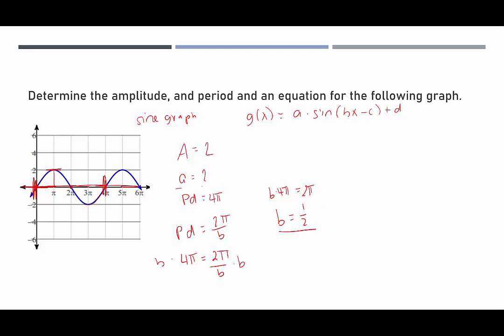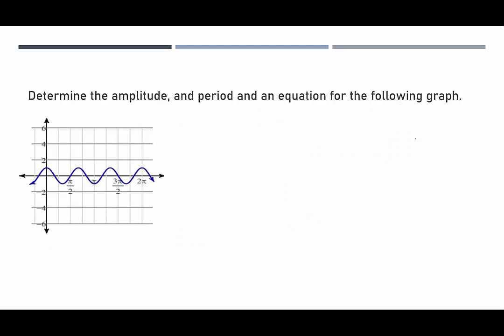So now I have my b, I have my lowercase a. We can write the equation of this sine function. It would be g of x equals 2 times sine of 1/2 x. There's no shifts, so we don't need a c or a d. Two more examples. Here we want to do the same thing.